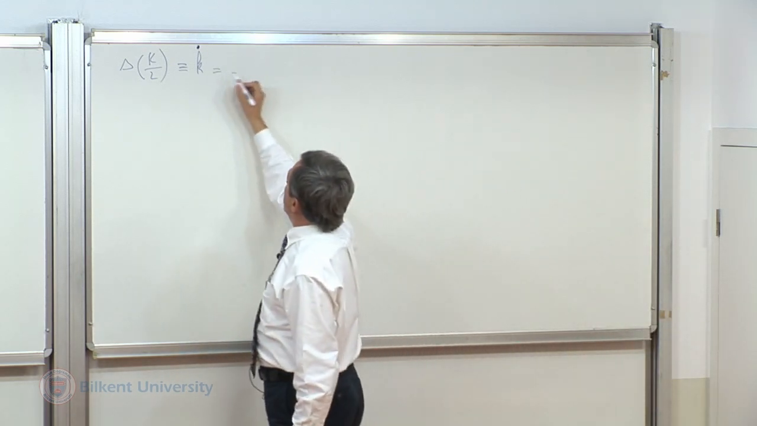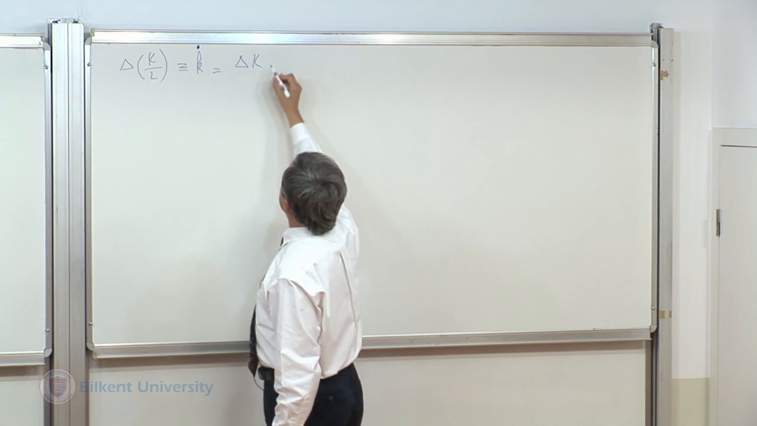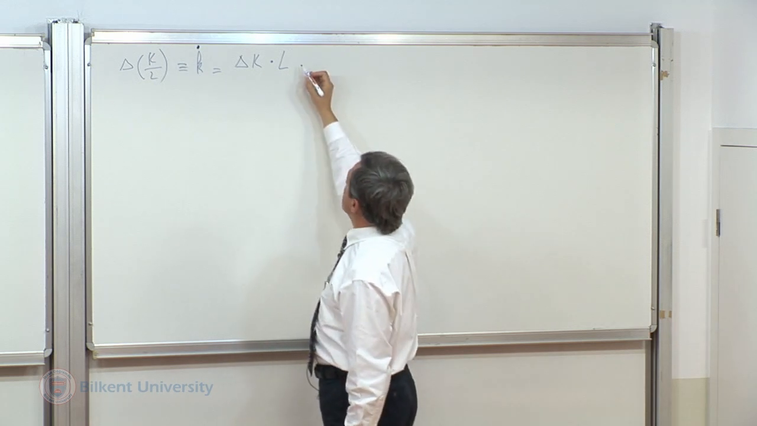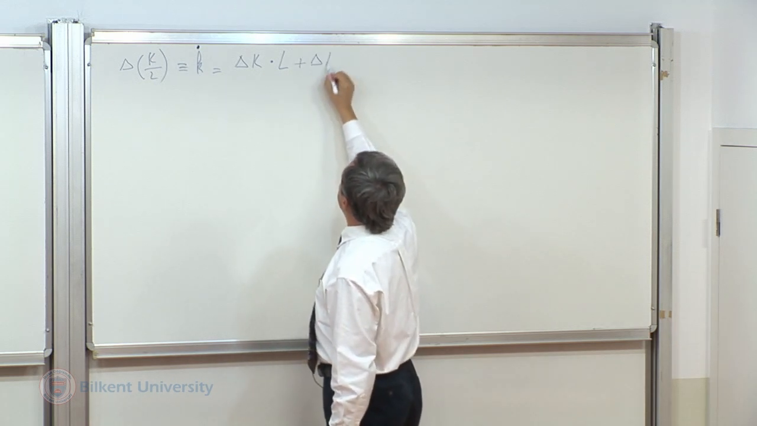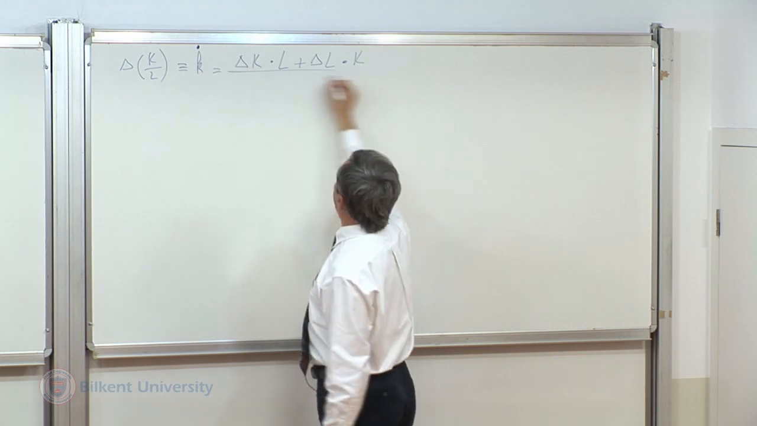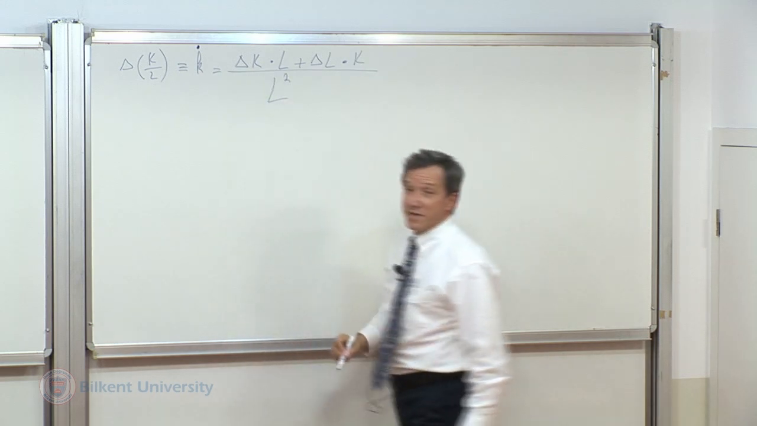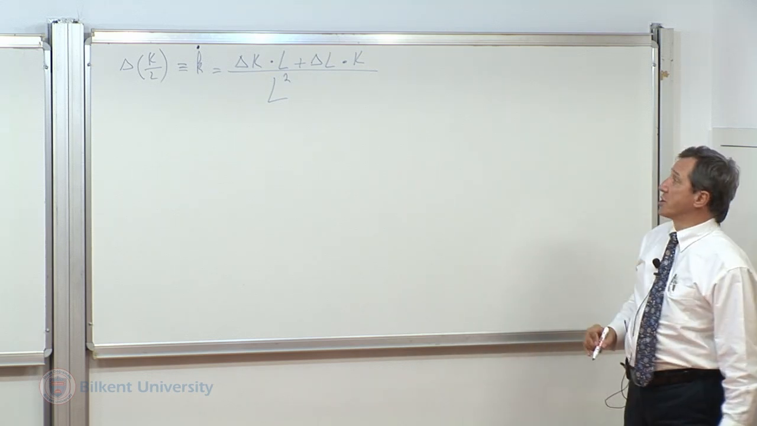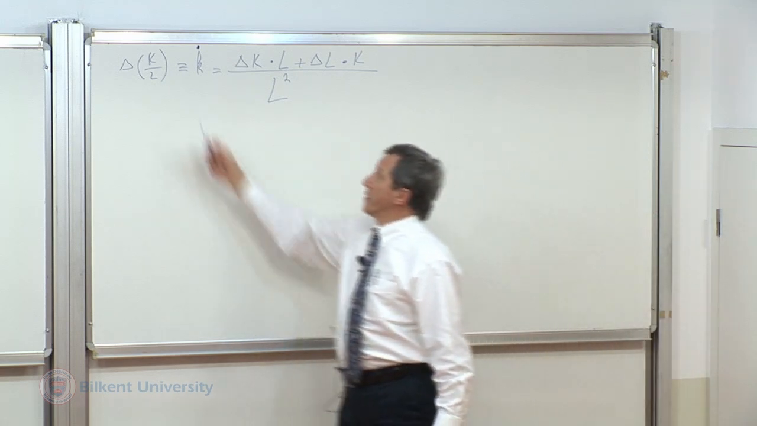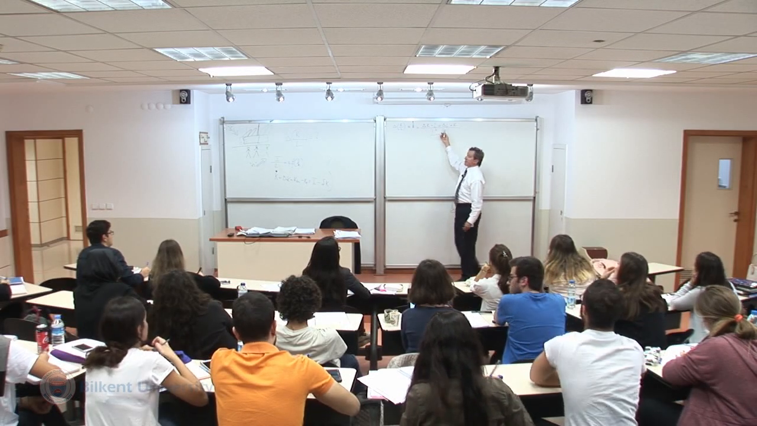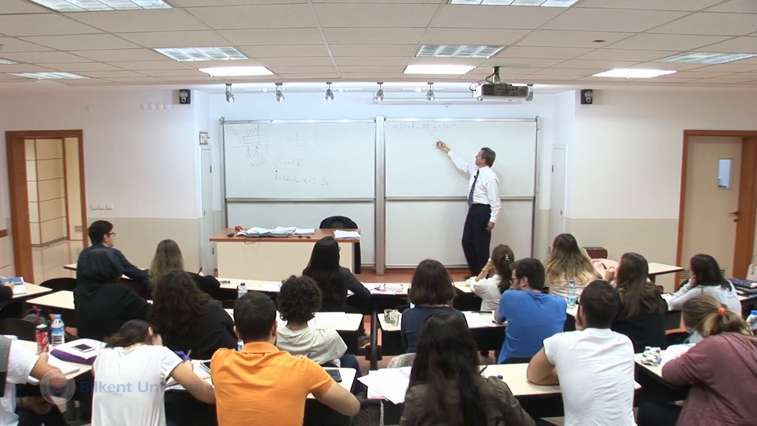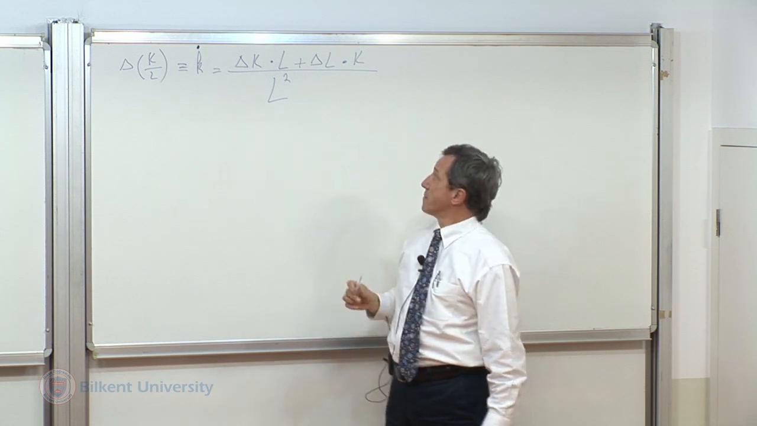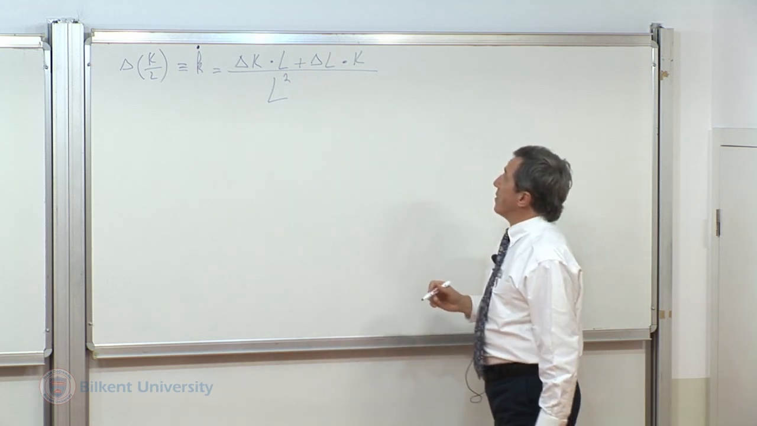Well, what is it equal to? According to the quotient rule, it's equal to how much capital changes times the denominator plus changes in L times K, all divided by the denominator squared. Numerator: change in numerator times denominator plus change in denominator times numerator, divided by whatever is in the denominator squared.